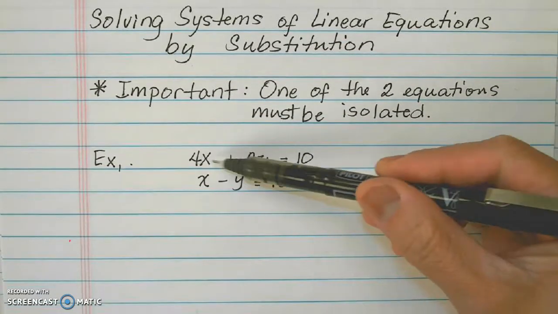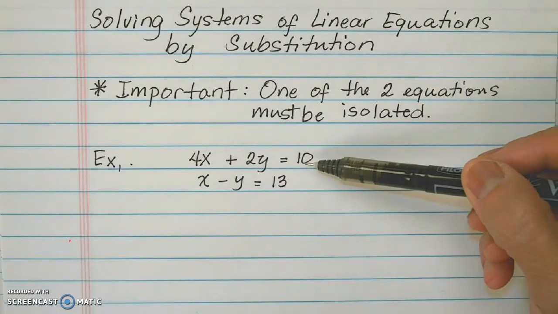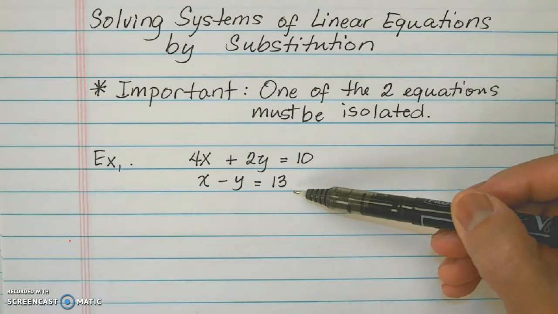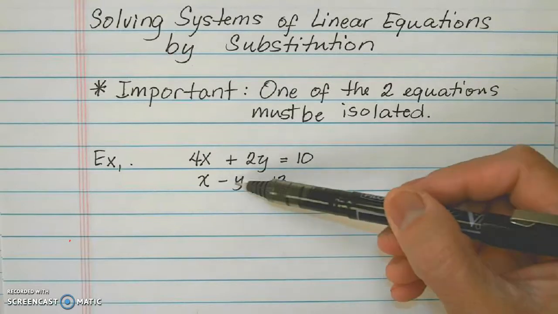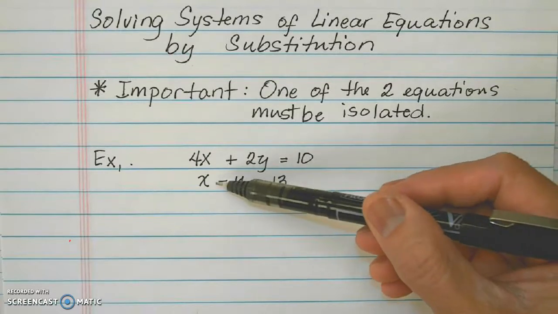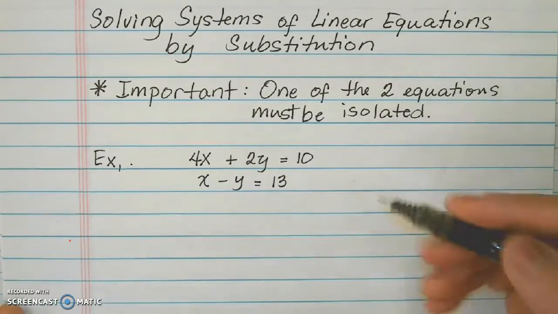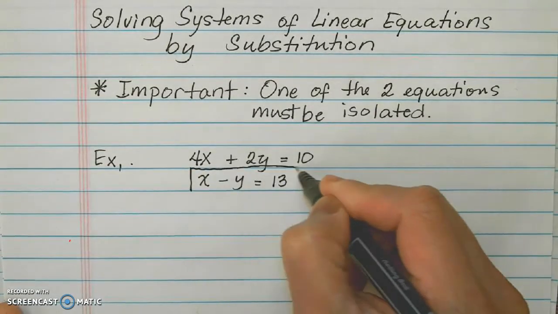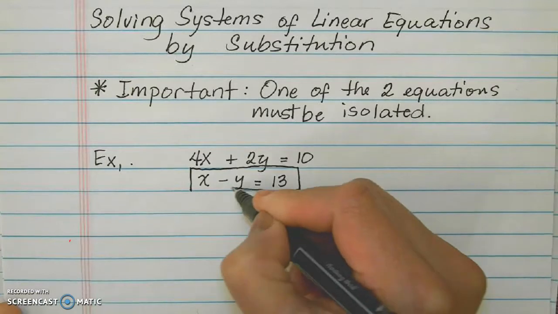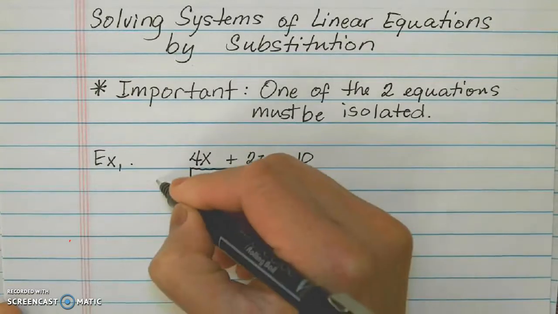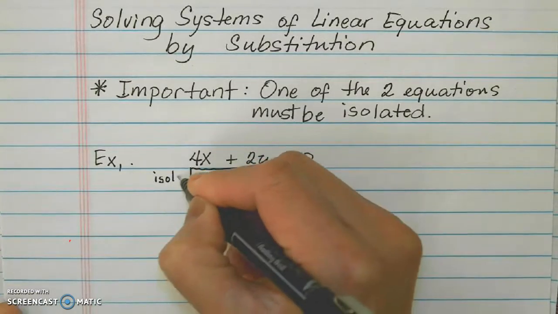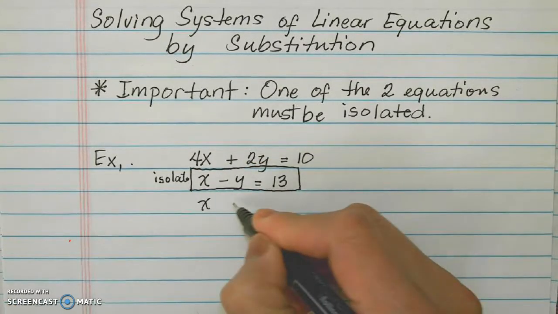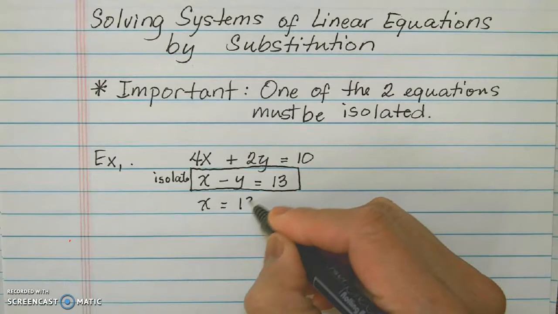I'm looking at this and I think this is more complicated to isolate. But I'm looking at this and I can easily isolate either the x or the y. In this case, I would want to isolate the x. When you choose what you're going to isolate, let us code it with a box. So this is what you wanted to isolate. So x will now be equal to 13 plus y.